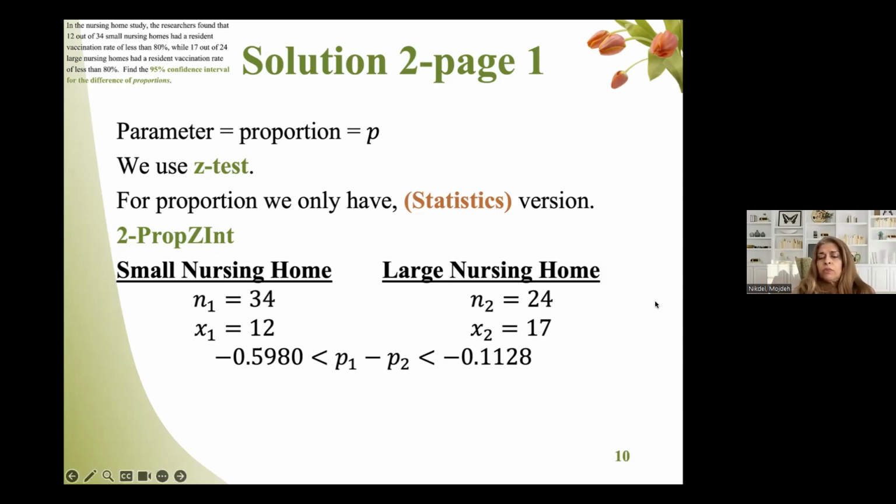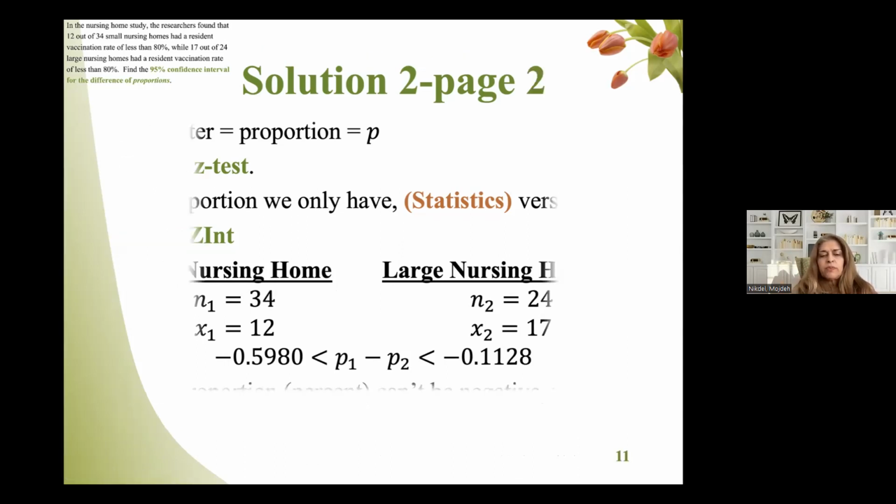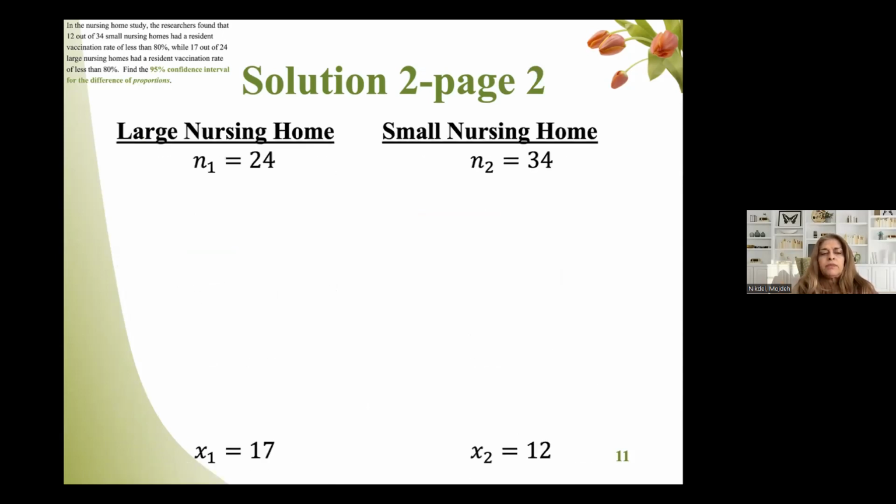My groups are wrong. So what do you do? You're going to call group 1 large nursing home and group 2 small nursing home. Since a proportion cannot be negative, we must change our groups. So I did that. I call large nursing home group 1, so n1 is 24 and x1 is 17. Small nursing home is group 2, n2 is 34, x2 is 12. Then I repeat the same process.